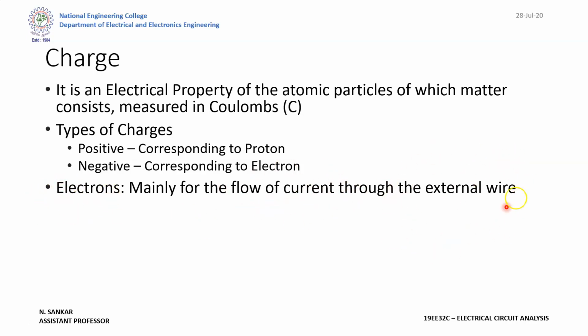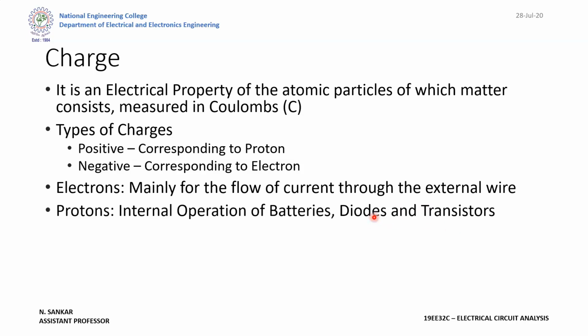So electrons participate mainly in the flow of current only in the external wire. For example, if I am connecting a source to a load through a wire, the wire will represent the flow of electrons from load to source. That's why current will flow from source to load.